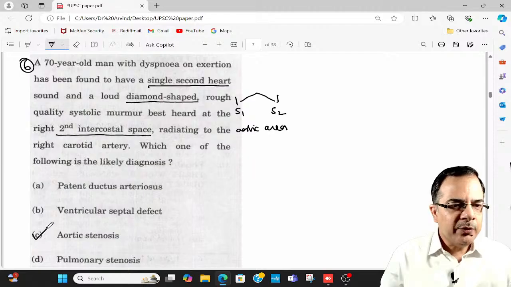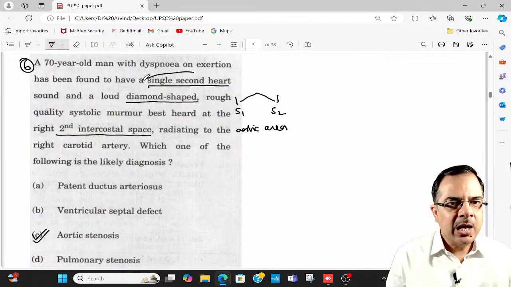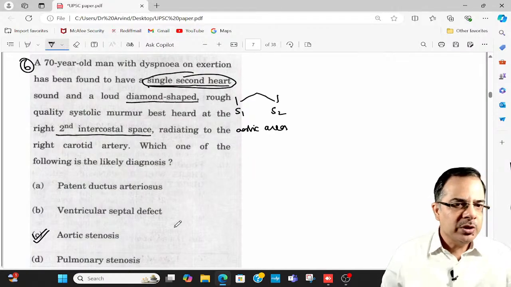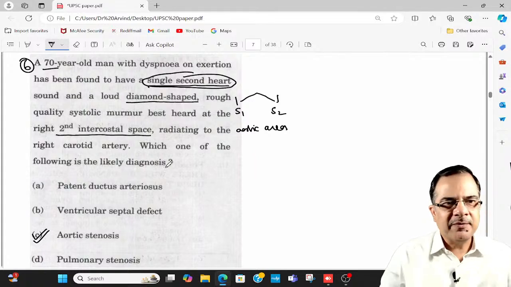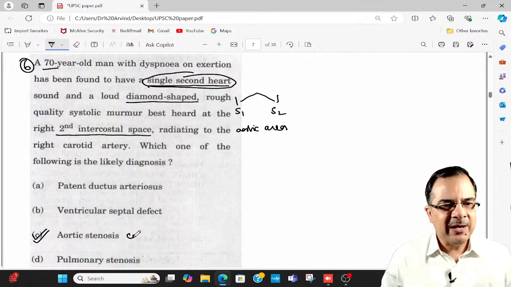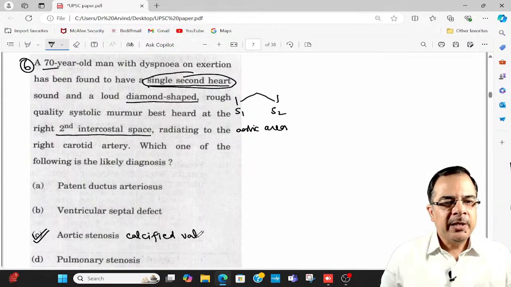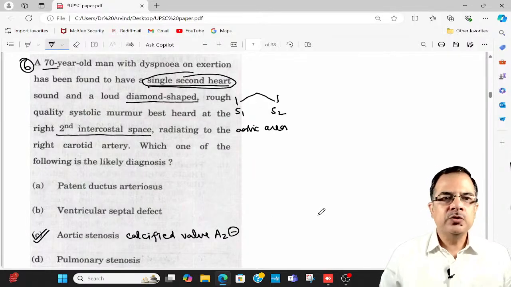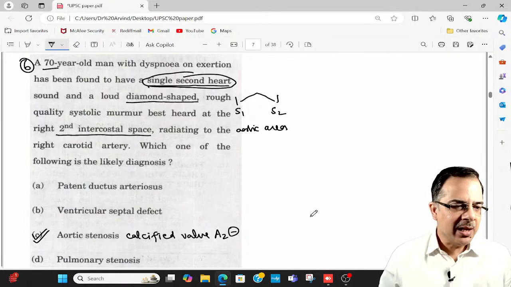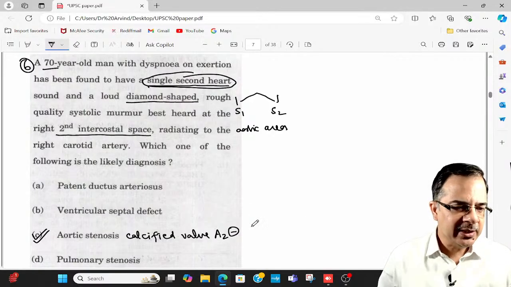So the answer is aortic stenosis. But why is a single heart sound there? The reason is the patient's age is 70 years, so a calcified valve is there. In a calcified valve, there will be absence of A2. If A2 is absent, you will hear a single second heart sound. So this is the reason here.